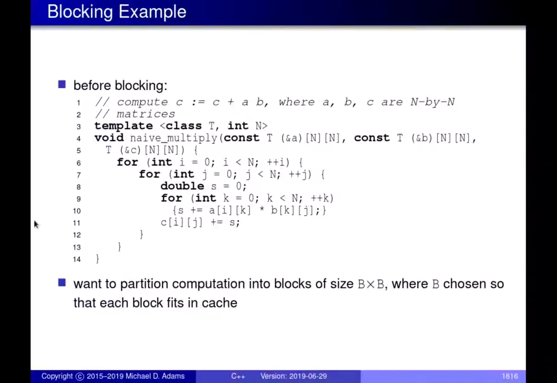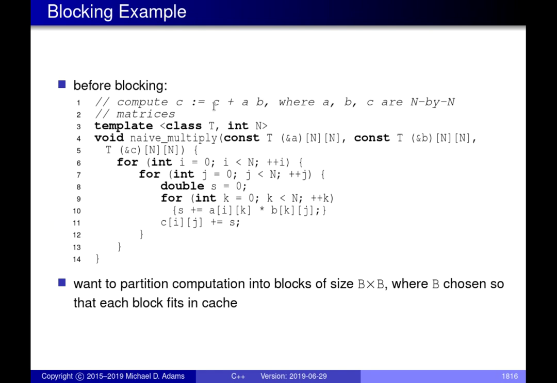So the next type of transformation that I'd like to consider is blocking. For this particular transformation, I'd like to consider the code on this slide, which is this naive multiply function. It takes 3 n by n matrices, A, B, and C, and essentially what it does is it computes A times B and then accumulates the result into C.